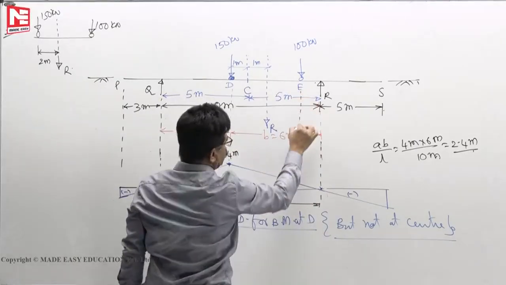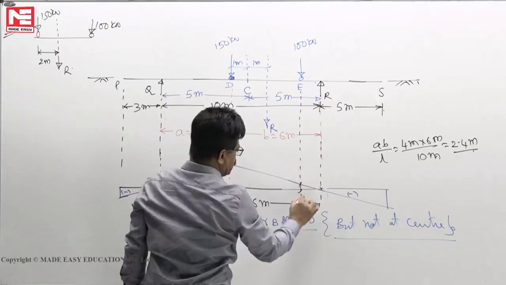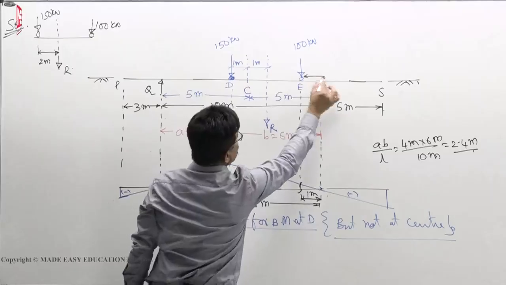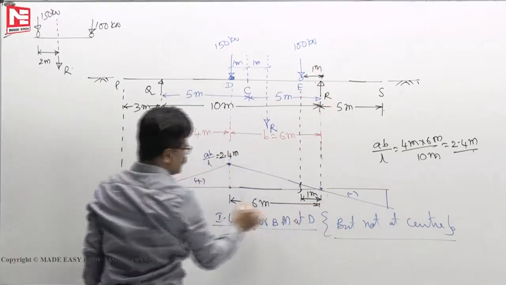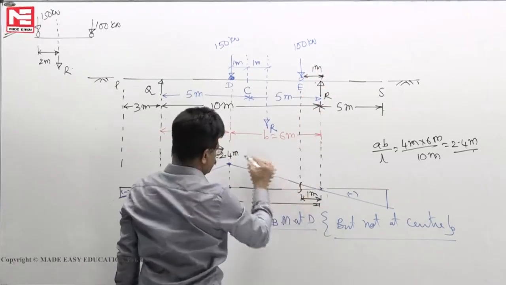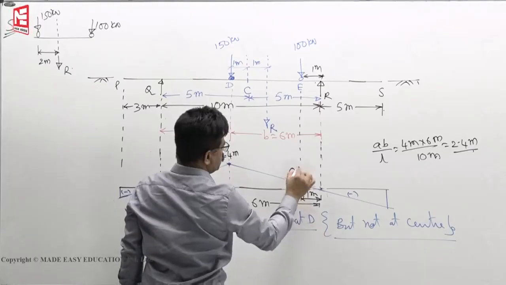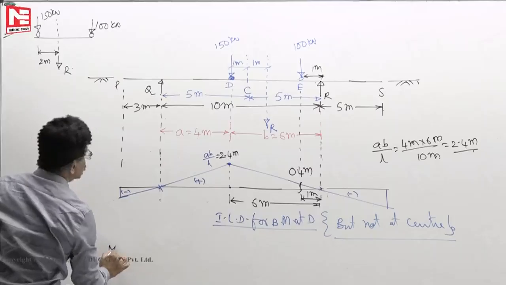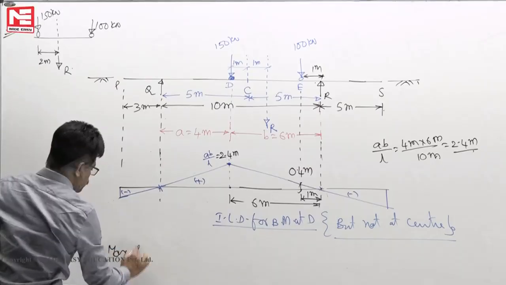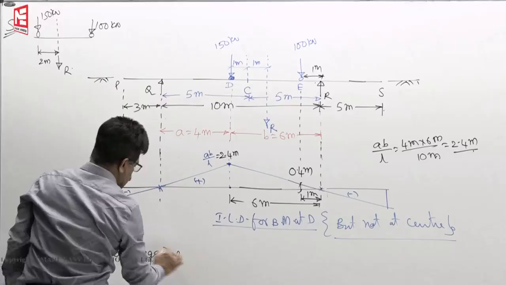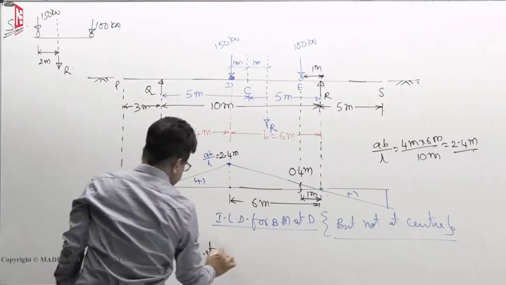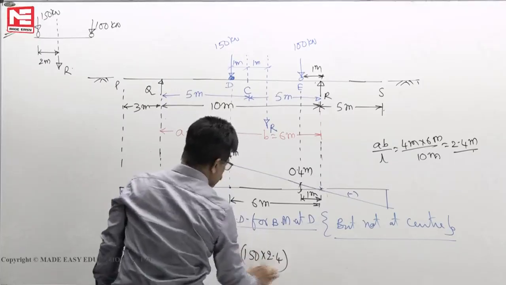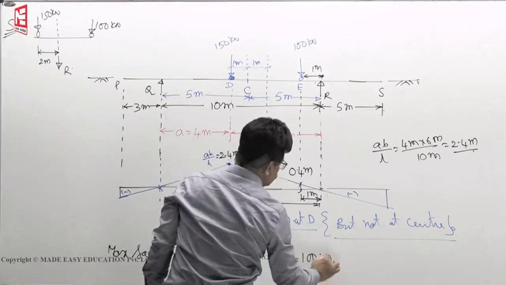Now there is one more load here. This ordinate, this length, is only 1 meter, because to 6, this space is 5, so this length is now only 1 meter. For 6 meters it is 2.4, for 1 meter how much? 2.4 by 6, 0.4 meters. Now you will get the absolute maximum sagging bending moment at D. You will get 150 into 2.4 plus 100 into 0.4.